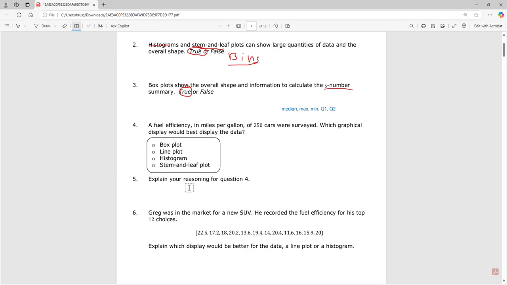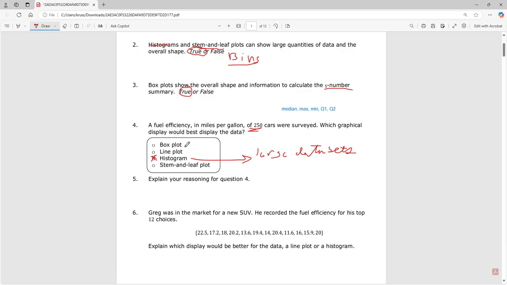Okay, fuel efficiency, 250 cars. That's a lot of cars. Right, 250 cars were surveyed. Which should we use? A histogram. Histograms are going to be the best for large groups. Large data sets. Right, a box plot wouldn't make a lot. You could use a box plot, but it'd be a little tedious.